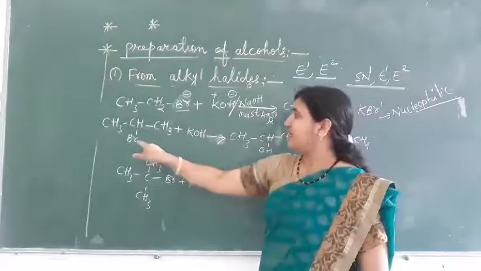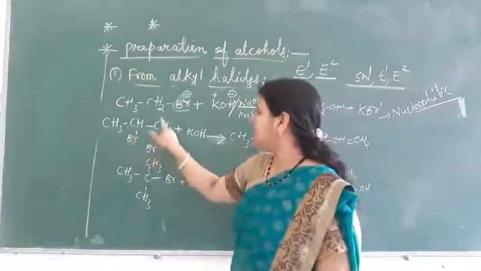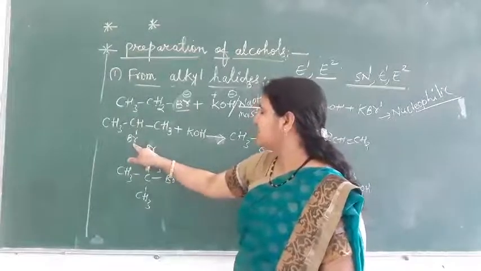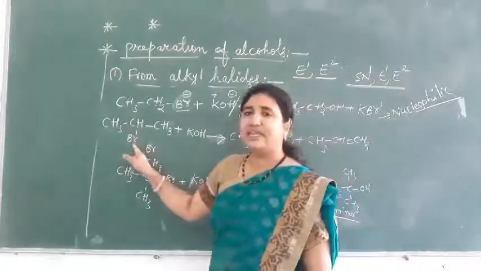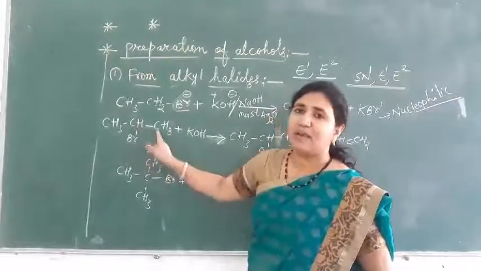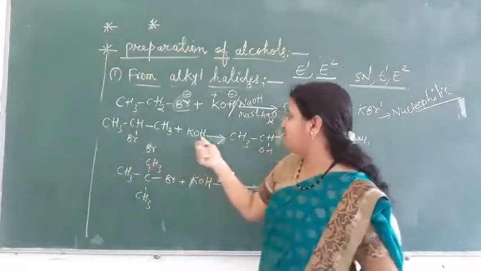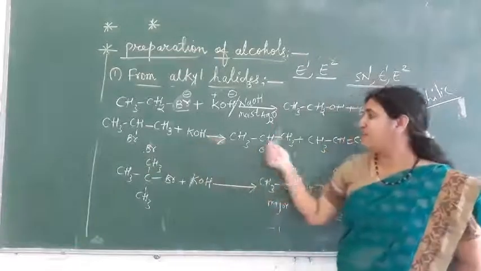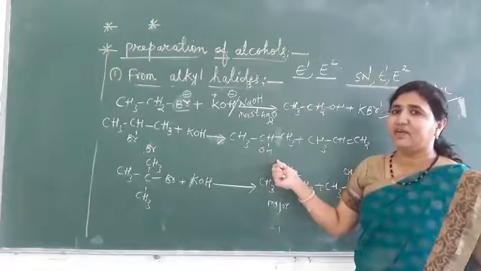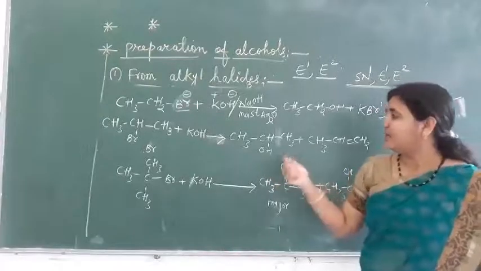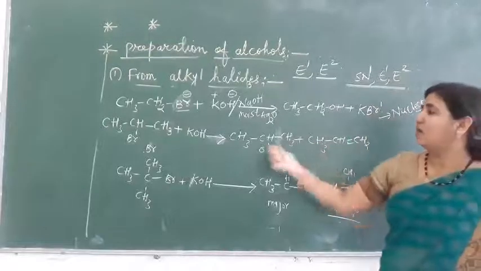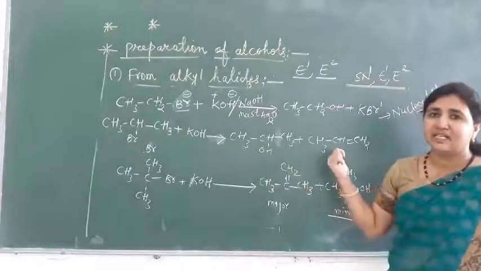Now secondary, this is CH3CHBrCH3. This is a secondary alkyl halide, isopropyl bromide. It reacts with KOH and gives isopropyl alcohol, or secondary alcohol. But we will not get only secondary alcohol, we are getting alkenes also. Along with this alcohol, we will get alkenes also.